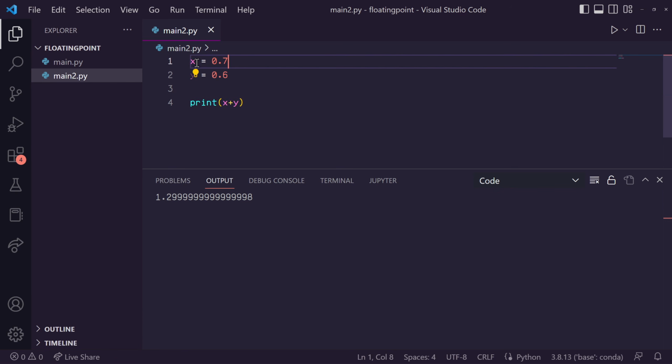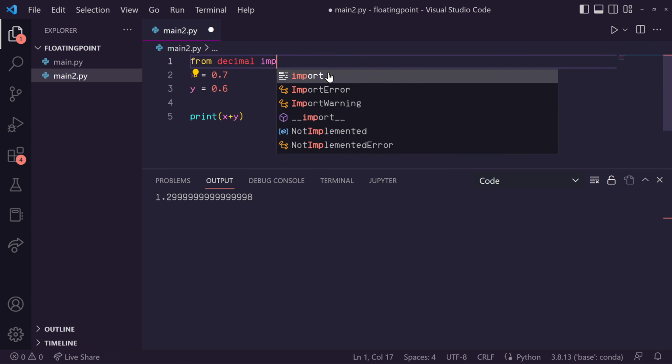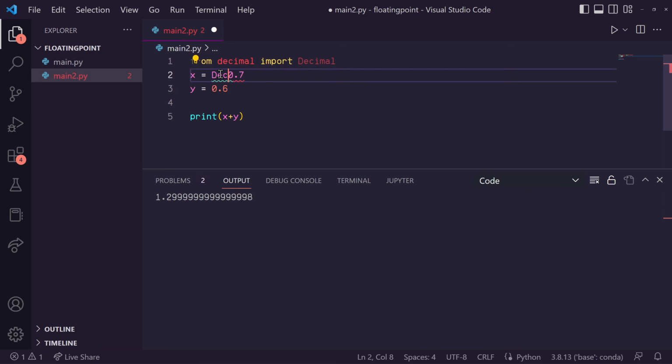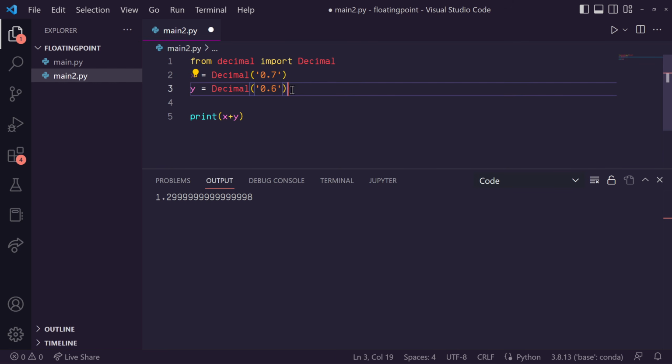Okay, so what now? Are we supposed to just deal with this? Well, Python has a built-in library called decimal to deal with this issue. So to fix this, we can do from decimal import Decimal. Then for our x, let's do Decimal, and we will enclose our 0.7 as a string inside of this Decimal function. And let's do the same for our 0.6. And now we can try to run this again, and there we go. Now we have our 1.3 that we were looking for.